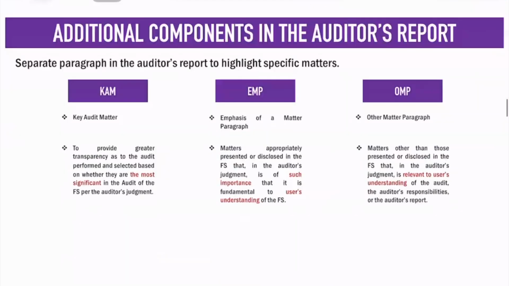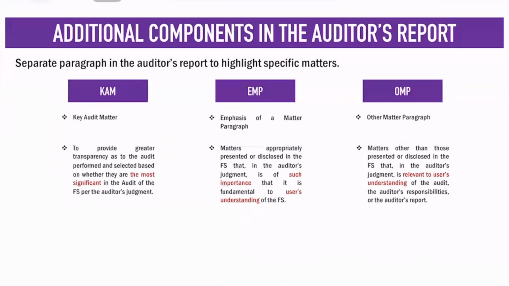Now, let's look into the additional components in your audit report. So we already know the different types of audit reports. We already know the components of audit report. And if ever it is modified, what are the items to be modified in that audit report? So normally what is modified is the heading, also the opinion itself, the basis for, and the contents of the basis for.